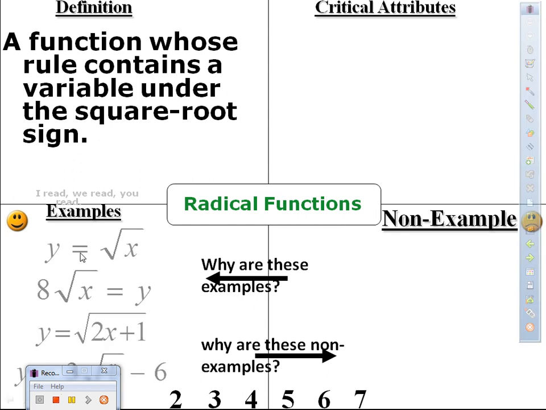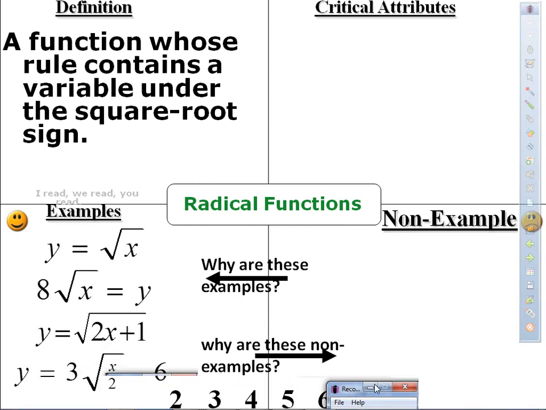Examples. y equals square root of x. 8 times square root of x equals y. y equals square root of 2x plus 1. And y equals 3 times square root of x over 2 minus 6. Copy those. Okay, once again, radical functions: a function whose rule contains a variable under the square root sign.